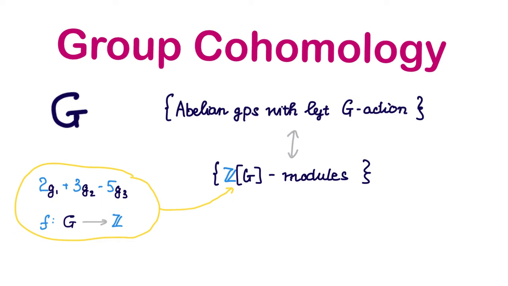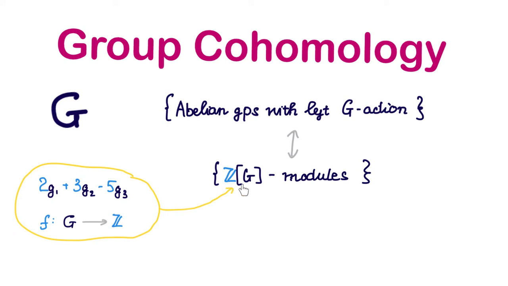Which ring? Well, we can define the group ring ZG, which as a Z-module is just freely generated by elements of G. That is, its elements are just finite formal sums of elements of G with coefficients in Z. Alternatively, we can think of its elements as functions from G to Z with finite support. For example, this element would correspond to a function that sends g1 to 2, g2 to 3, g3 to minus 5, and everything else to 0.